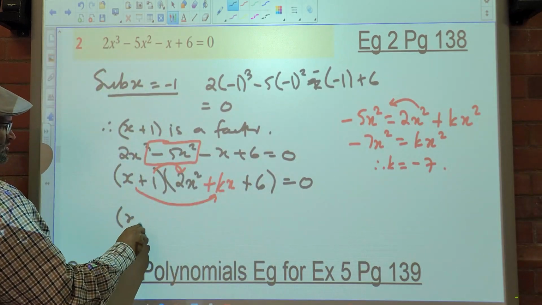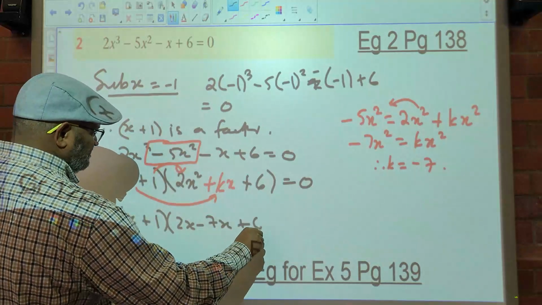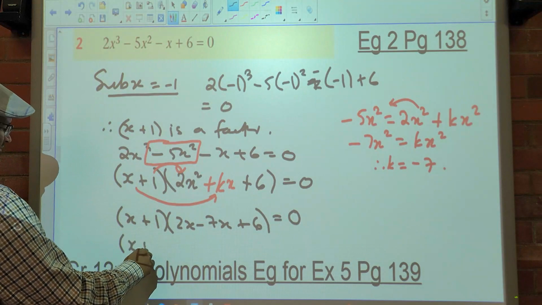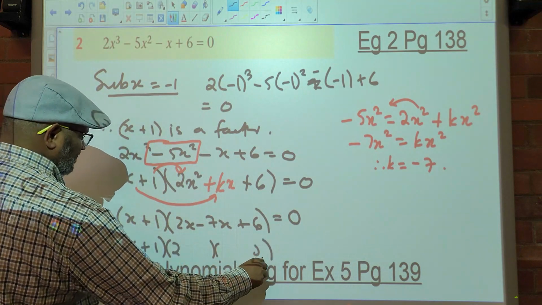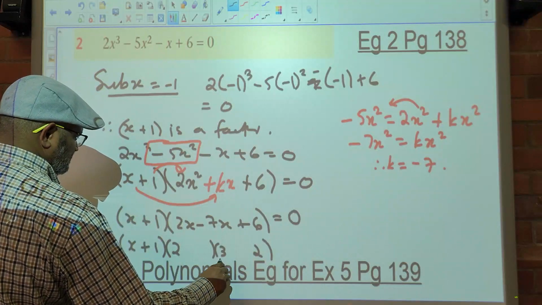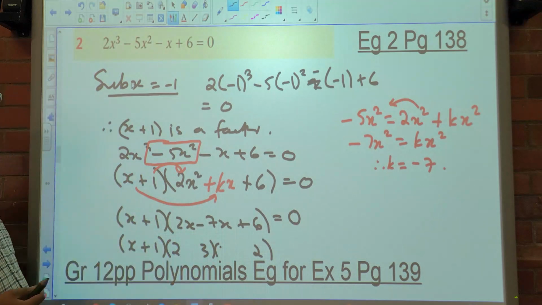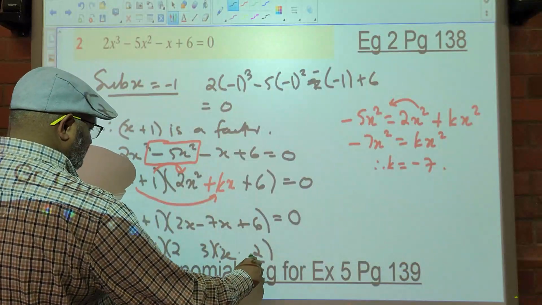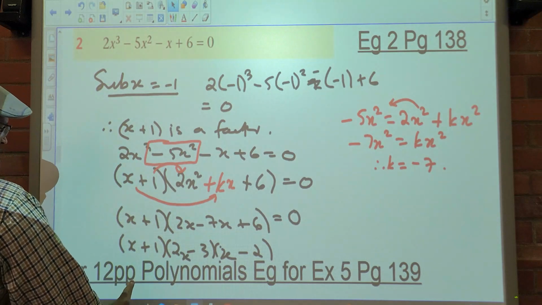Okay, so we got x plus 1, 2x squared minus 7x plus 6. Okay, trinomial. Let's check if the trinomial can factorize. Yes, it factorizes. People, if you can't factorize like this, you just use the formula or the calculator. Okay, so it's going to give you minus minus. You all agree with that?